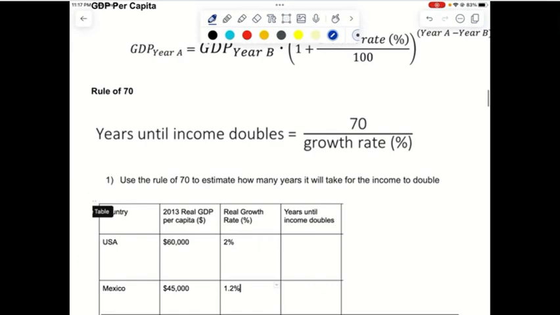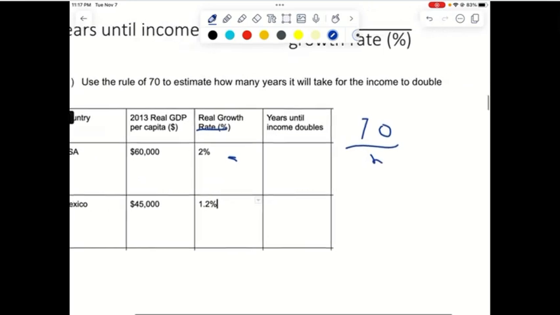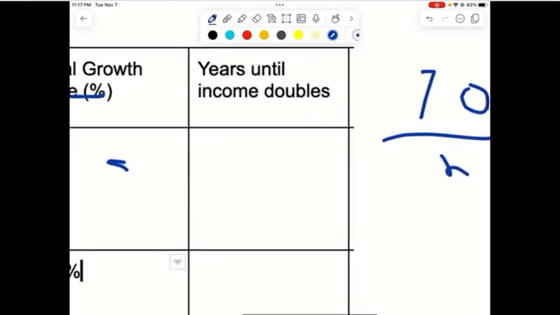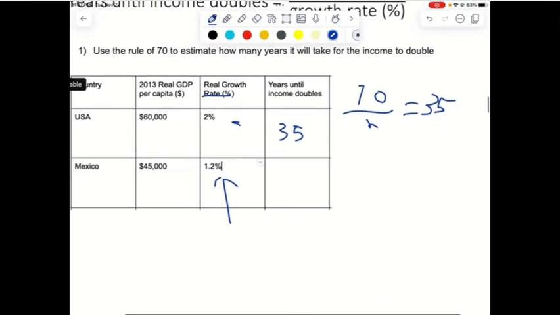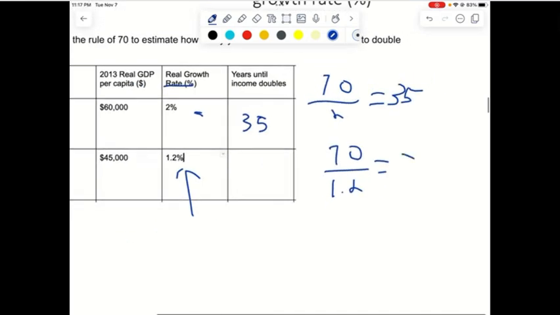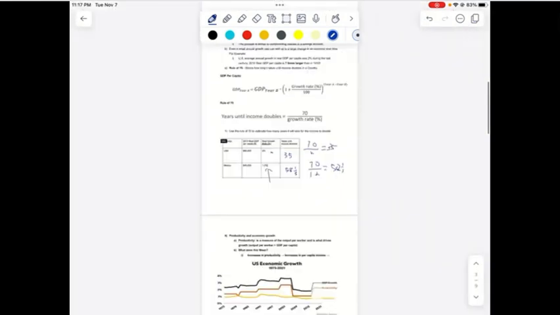So let's do a rule of 70 example. So real growth rate right here. We can do 70 divided by 2, which is equal to 35. So that's how long it'll take for the income to double. Let's do this one. So 70 divided by 1.2 is equal to 58 1/3. And that's our growth rate until income doubles. Very simple, guys.